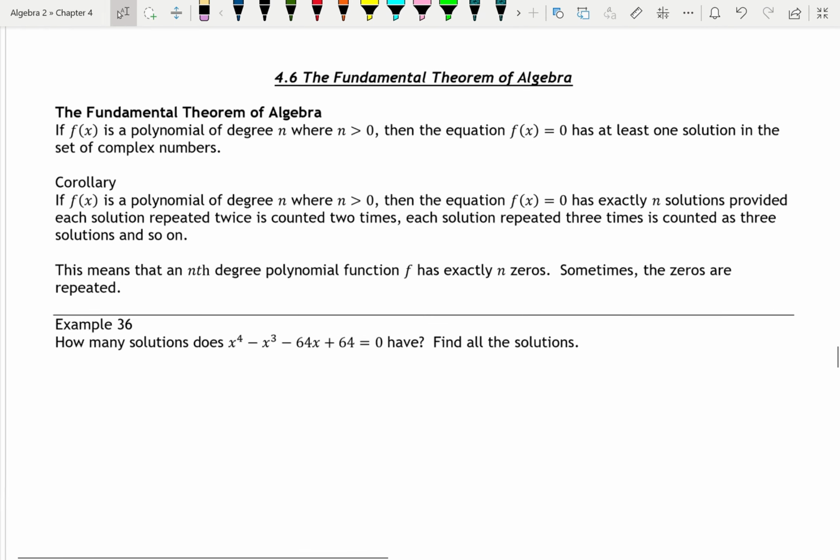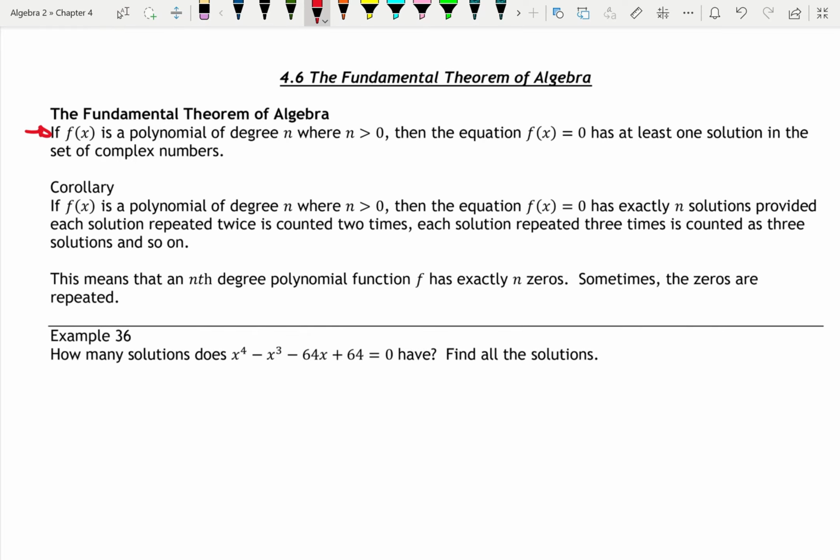So let's read here. If f of x is a polynomial function, or a polynomial of degree n, where n is greater than 0. And if n was 0, then it would just be a constant, something like 0 equals 0. You could say that 0 is a polynomial, and it's degree 0. So we want degree to be greater than 0, so that would be something with a variable in it. So let me start again. If f of x is a polynomial of degree n, where n is greater than 0, then the equation f of x equals 0 has at least one solution in the set of complex numbers.